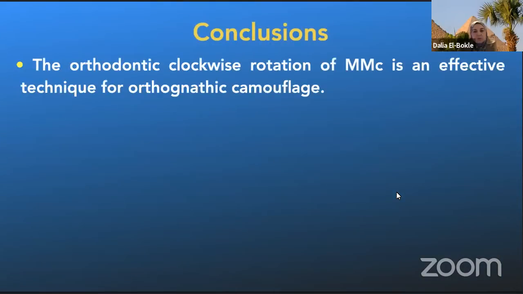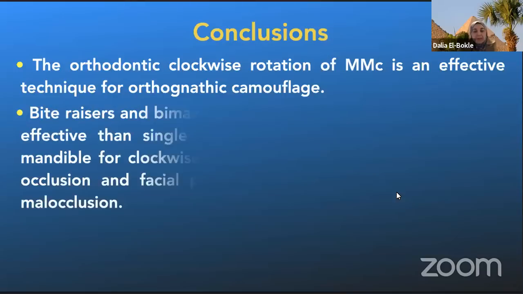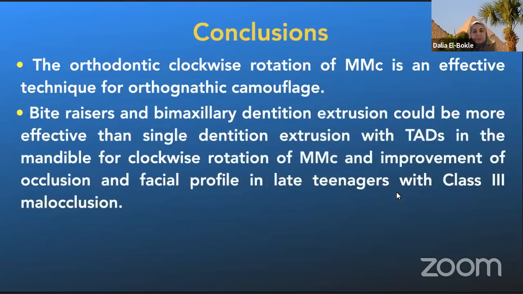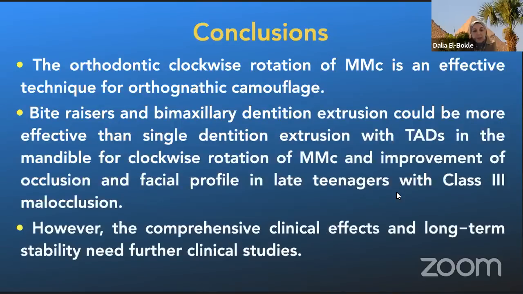So the conclusions. Orthodontic clockwise rotation of the maxillomandibular complex is an effective technique for orthognathic camouflage. Bite turbos and bimaxillary dentition extrusion could be more effective than single dentition extrusion with TADs in the mandible for clockwise rotation of the maxillomandibular complex and improvement of the occlusion and the facial profile in late teenagers with class 3 malocclusion. However, the comprehensive clinical effects and long-term stability need further clinical studies.